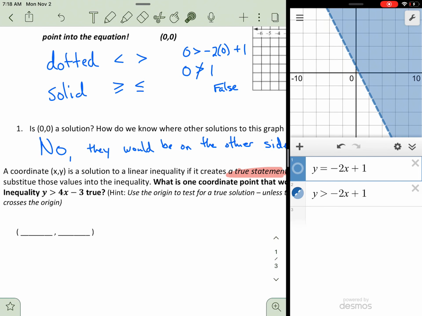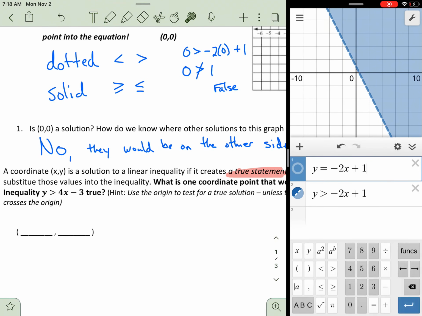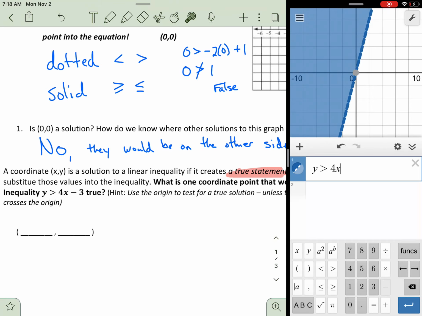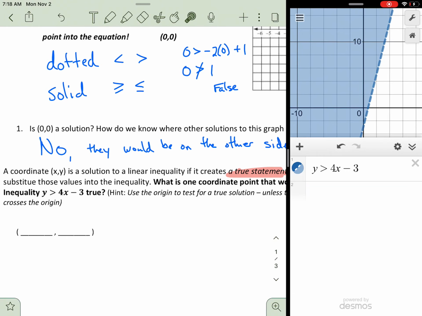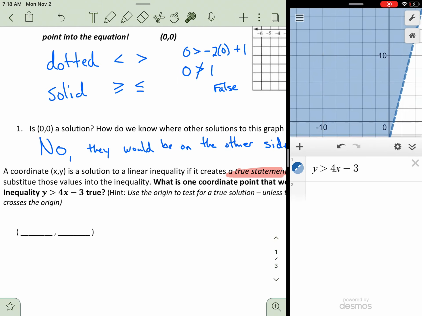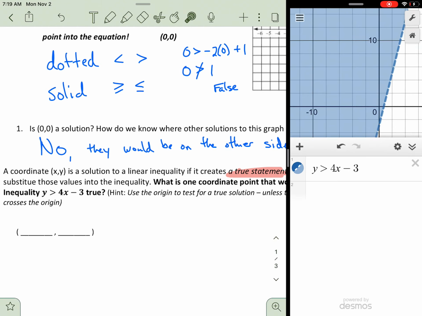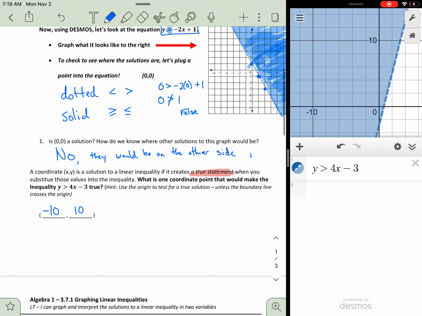Okay, so let's just say that we use Desmos for this one. So we're going to graph it and say 4x minus 3. Okay, so same symbol, it's greater than. So what's one solution that would make this true? Well, all you have to do is look in the shaded region. And so as you can see, I'm going to pick the point negative 10, positive 10. Okay, that would be a point in the shaded region of that inequality. So that would make it a true statement.